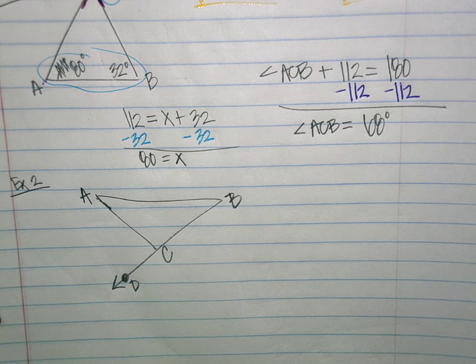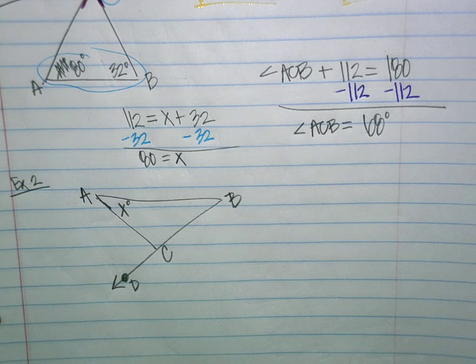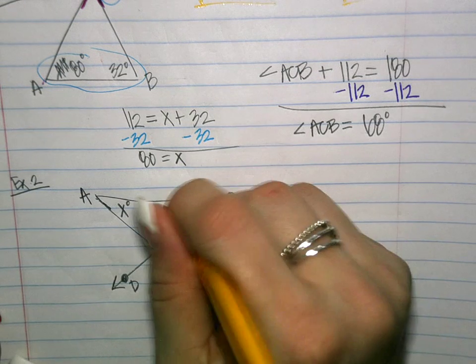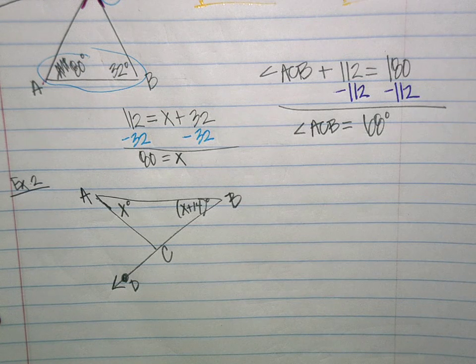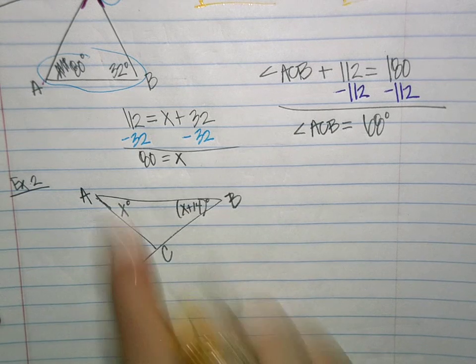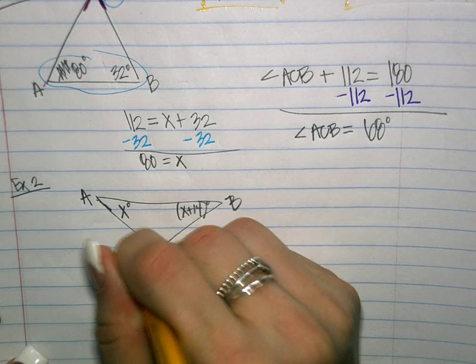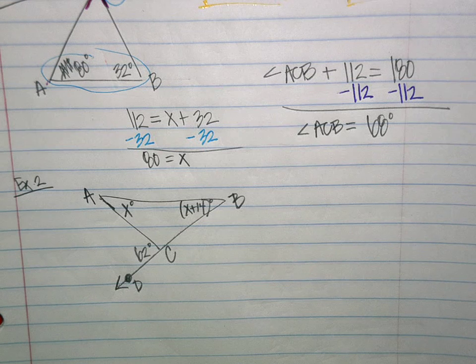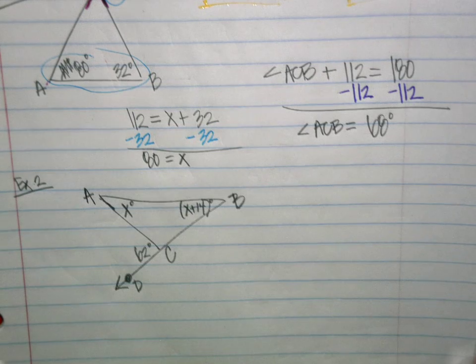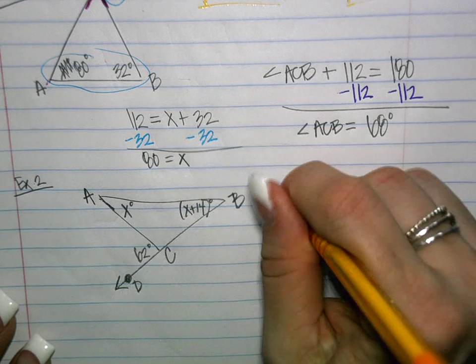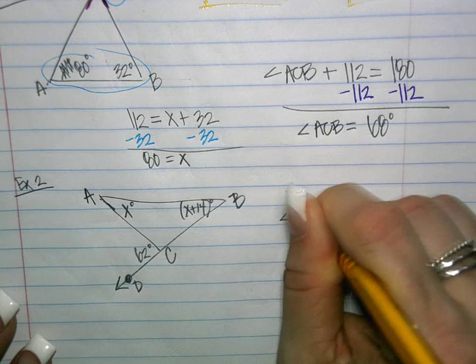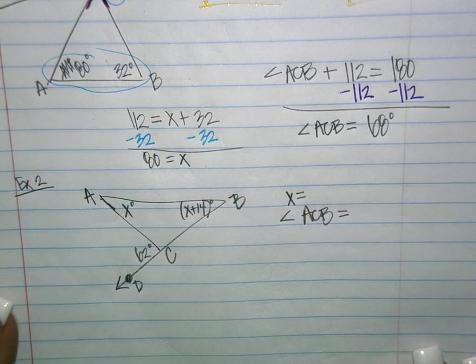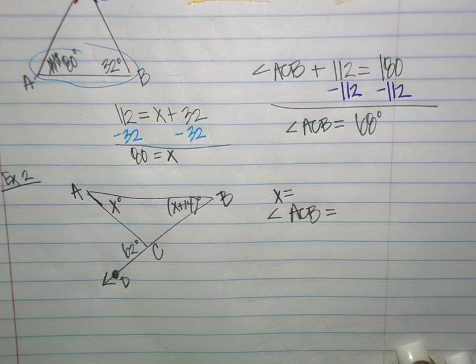Okay, the measure of angle A is x degrees. The measure of angle B is x plus 14 degrees. And the measure of angle ACD, so outside here, ACD is equal to 62 degrees. I'll give you 3 parts. If you have 3 parts, you can definitely find these answers here. And this one, I'd like you to find what is x equal to, as well as what is the measure of angle ACB. So you're finding 2 parts. What is x equal to, and what is ACB equal to?